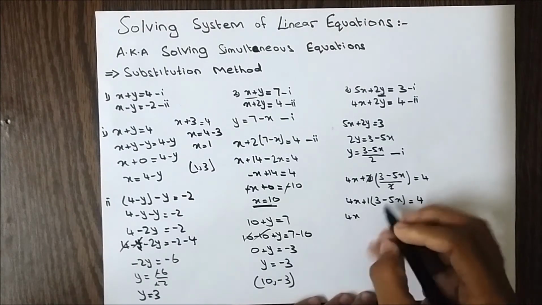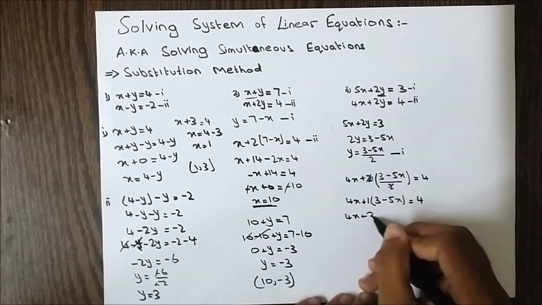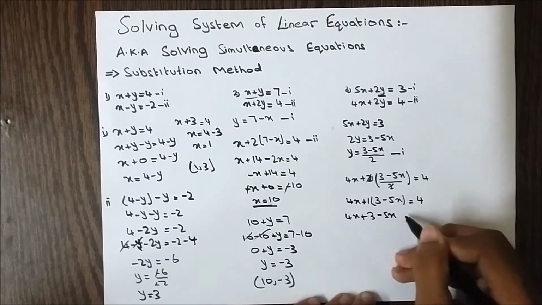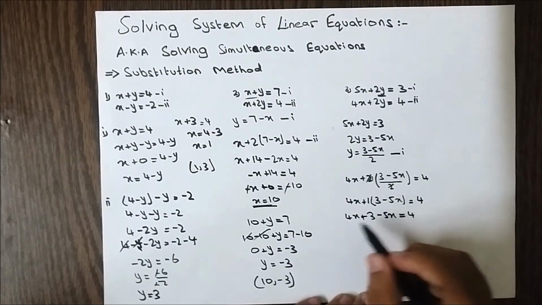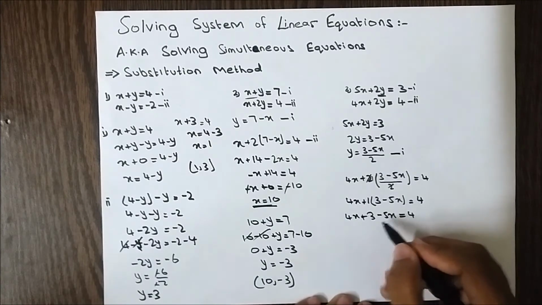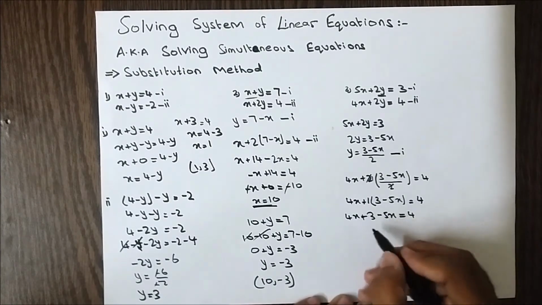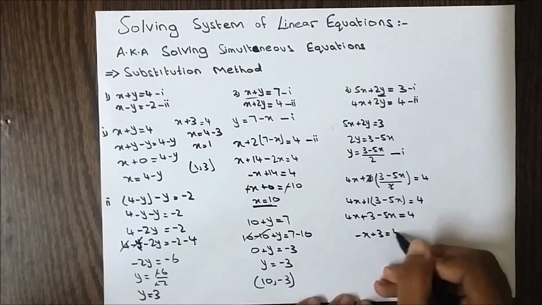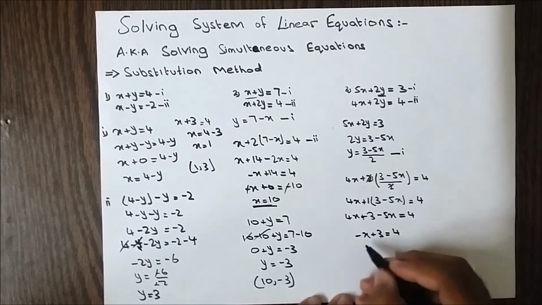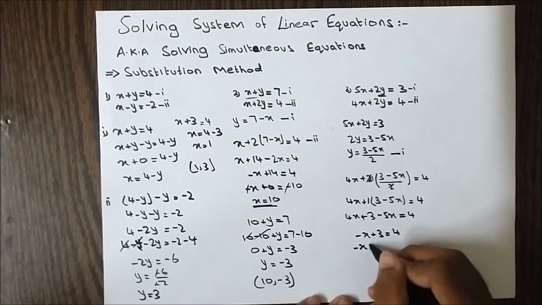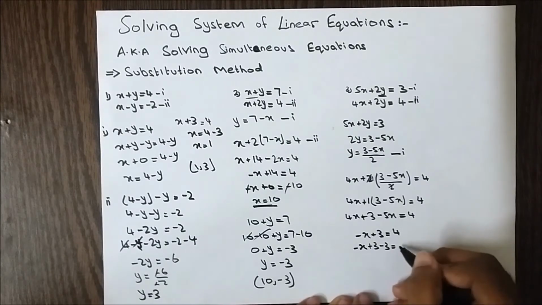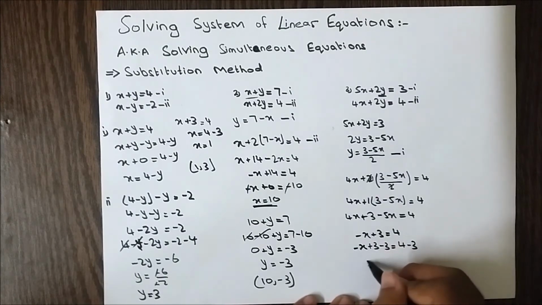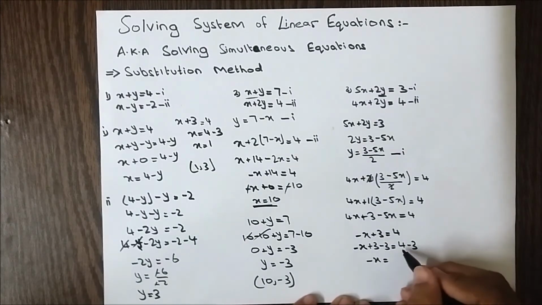We get 4x plus 1 times 3 is 3. And 1 times minus 5x is minus 5x equals 4. We have two terms in x, so we just add them. 4x minus 5x, we get minus x plus 3 equals 4. And we subtract 3 on both sides. We get minus x plus 3 minus 3 equals 4 minus 3. And here this becomes 0. We have minus x equals 4 minus 3, which is 1.